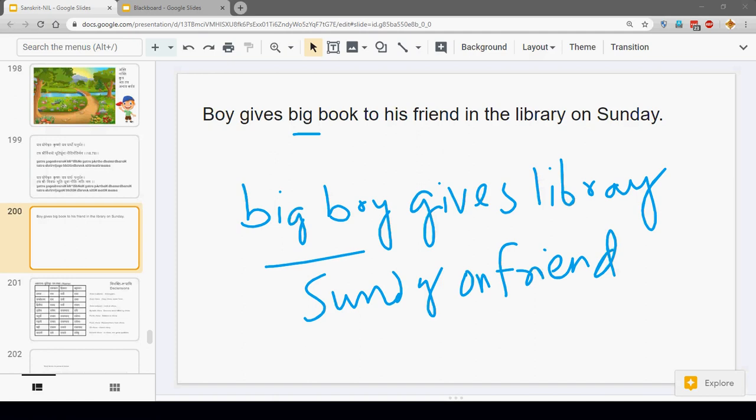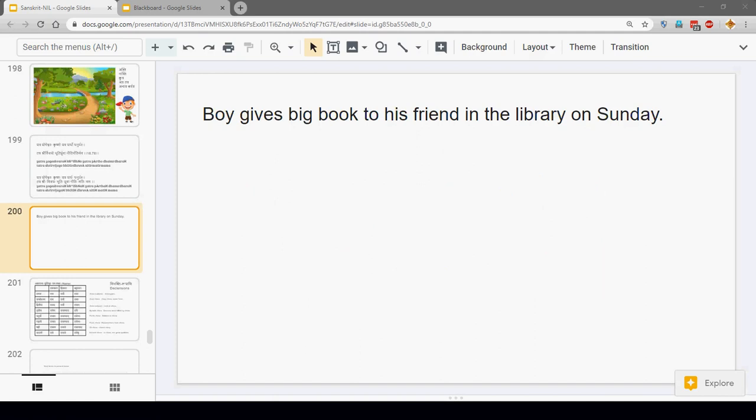So one thing is that in the English language, there is very limited scope of moving around. We can't randomly shuffle these words and put them in any order and still make the same meaning. In some cases the meaning might change, in some cases it may not mean anything at all. But to some extent, we may be able to move around, right? For example, we can move to his friend together, all these three. Boy gives big book in the library on Sunday to his friend, right? That can be moved. In the library together can be moved around.